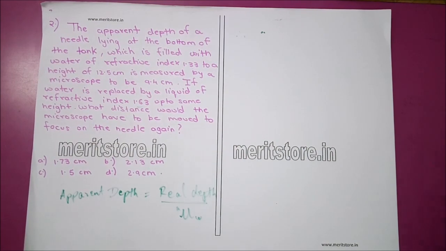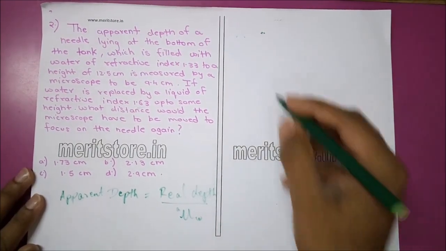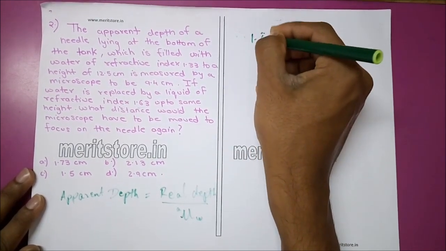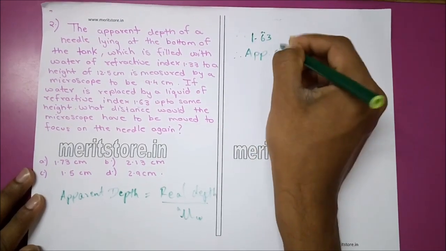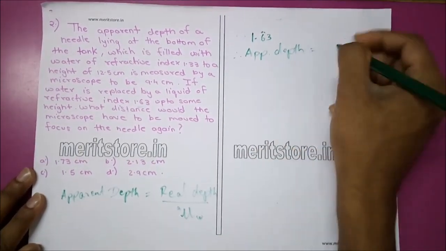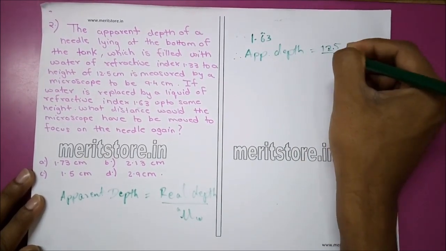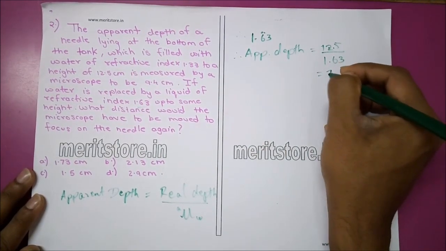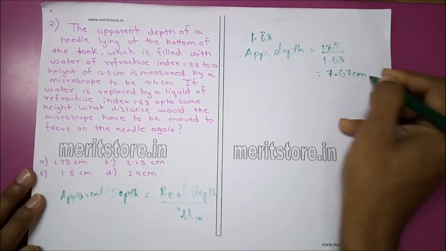In this, the formula for apparent depth is given as apparent depth equals real depth upon the refractive index. Now the refractive index of the liquid is given as 1.63. So therefore the apparent depth would be the real depth, that is 12.5 centimeters, upon 1.63. So the needle would be in focus at an apparent depth of 7.67 centimeters.